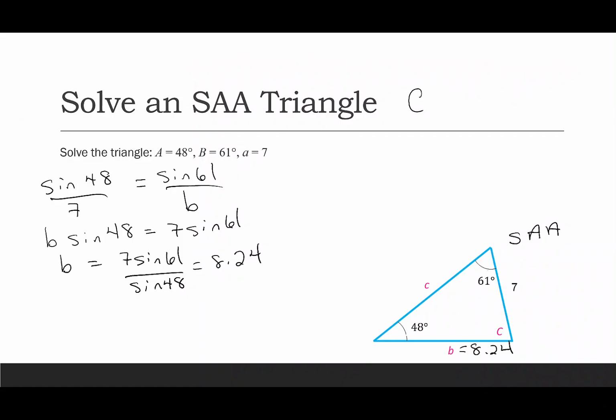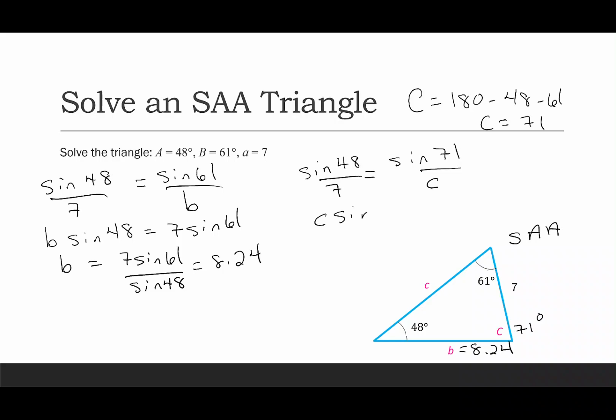To find our angle C, we're going to take 180 and subtract 48 and 61. This gives us the value of C being equal to 71. Now we can solve for the side length c by taking the sine of 48 over 7 and setting it equal to the sine of 71 over c. Again, we cross multiply. I have c times the sine of 48 equals 7 times the sine of 71.